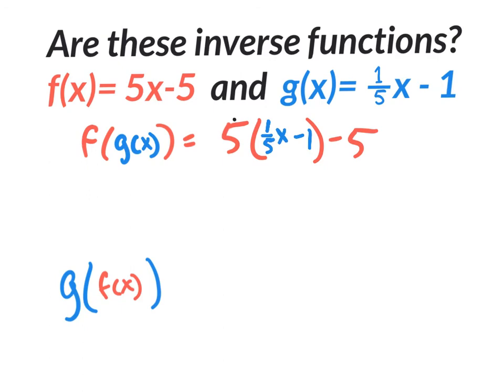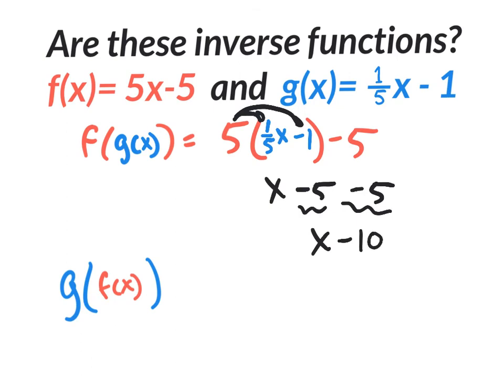So when I distribute 5 times 1/5, that 5 and 1/5 cancel out. You end up with just an x. When you distribute 5 times -1, you'd end up with -5, correct? And when you have the -5 over here, does it cancel out? No. So right here, the answer is actually x minus 10. So it didn't give me just x. You would just stop right there and say, no, these are not inverse functions.